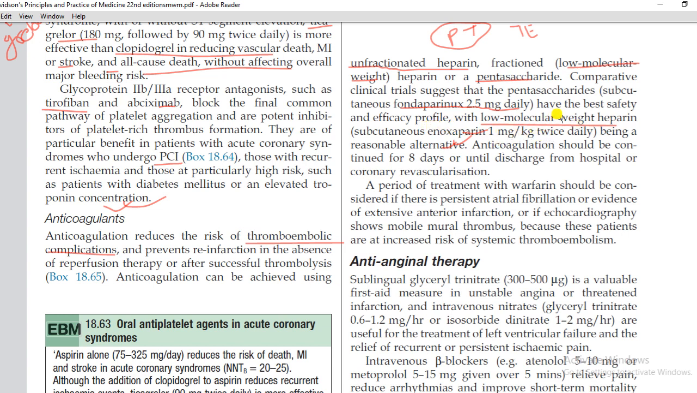Sorry, its alternative is low molecular weight heparin, for instance enoxaparin. Being reasonable, anticoagulation should be continued for 8 days or until discharge from hospital or coronary revascularization. A period of treatment with warfarin should be considered if there is persistent atrial fibrillation or evidence of extensive anterior infarction, or if echocardiography shows mobile mural thrombus, because these patients are at increased risk of systemic thromboembolism.